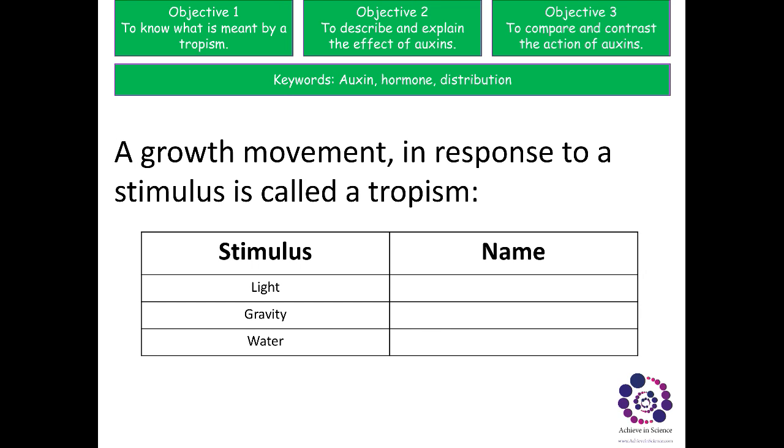A growth movement in response to a stimulus is called a tropism. So if the stimulus is light, we refer to this tropism as a phototropism. If it is a response to gravity, we call it a geotropism. If it is a response to water, we call it a hydrotropism.